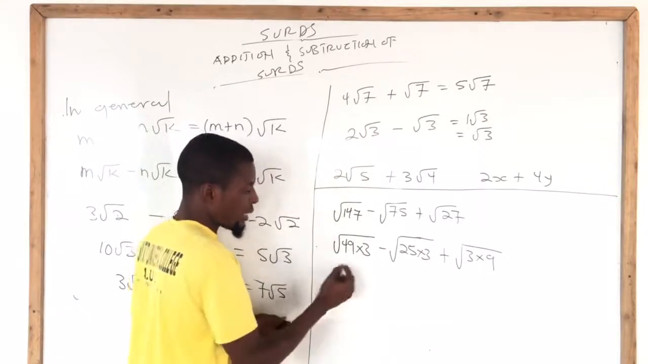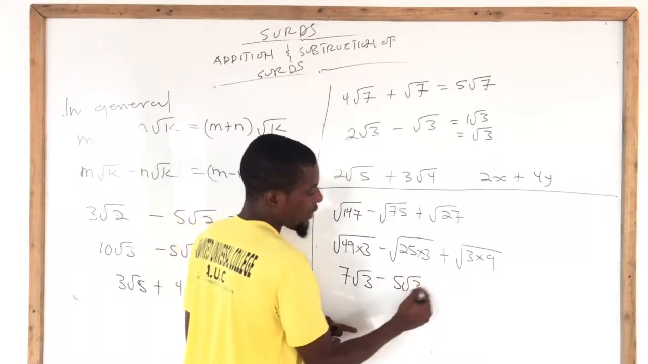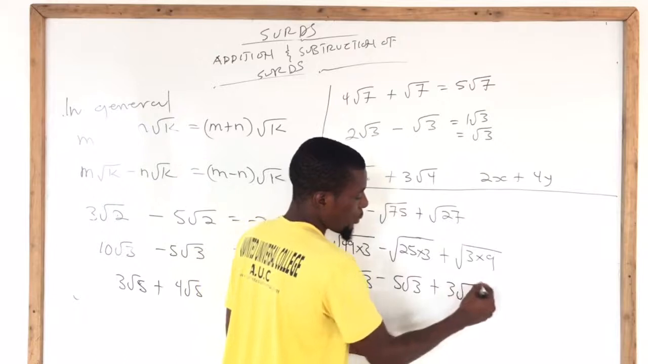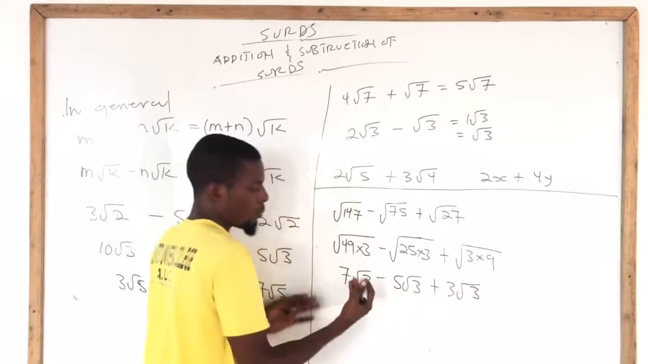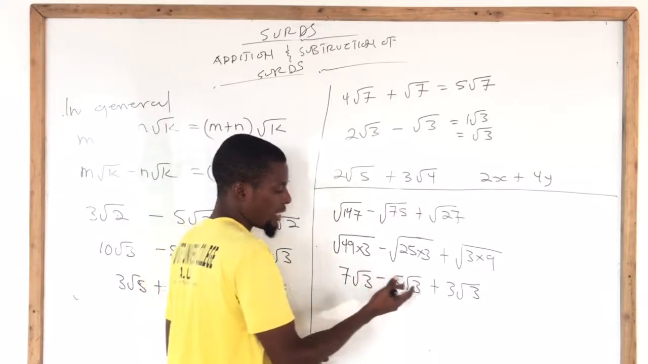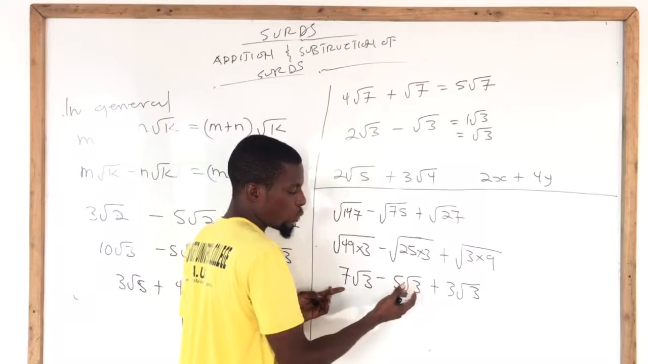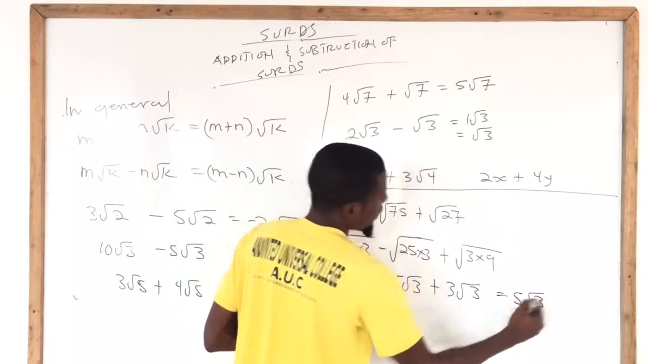So this one is the same as 7 root 3 minus 5 root 3 plus 3 root 3. Right? And since they are all the same, we can perform the operation, right? So 7 minus 5, that's going to give me 2. And then 2 plus 3, that's going to give me 5 root 3.